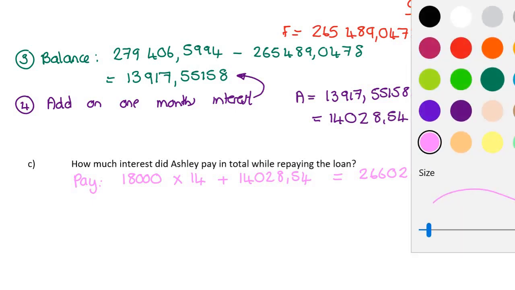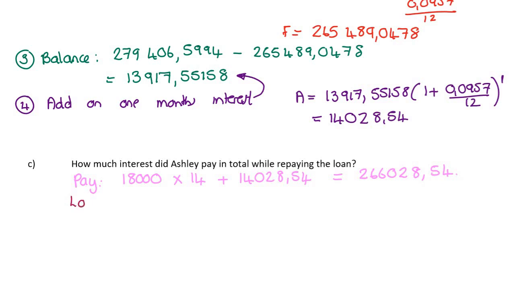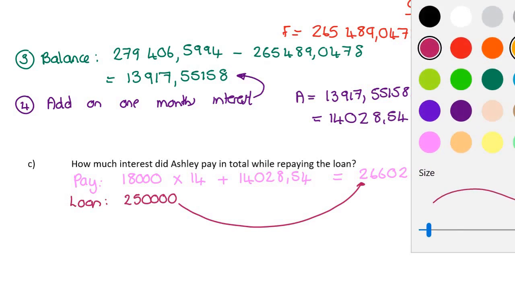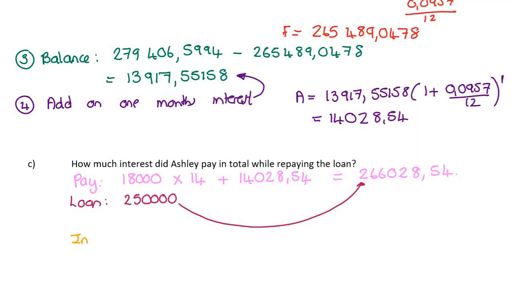Okay, now what was she meant to be paying off? Her loan originally was 250,000 Rand, if I remember. And so effectively she's paid 250,000 Rand of a loan. But she hasn't because she's paid 266,000 Rand. And so that difference between what she's actually paid and the capital that got paid off is interest. So her interest is 16,028 Rand and 54 cents because it's the difference between the loan amount and what she actually paid off on the car.